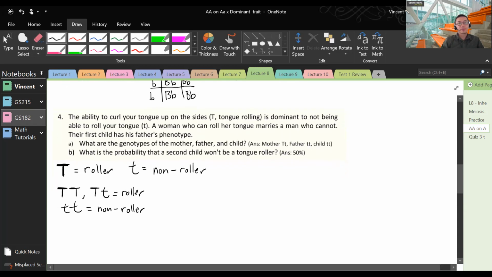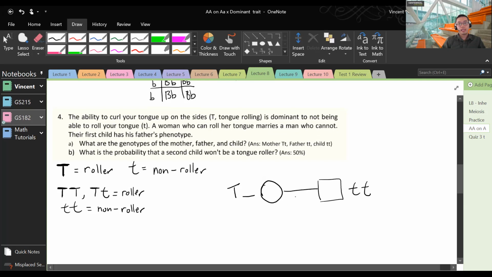So what's going on here? All right, a woman who can roll her tongue. Okay, so woman, circle to represent woman. This person can roll her tongue. So is she big T, big T or big T, small t? We don't know yet at this moment. Okay, we just know she's going to have one big T and then the other one could be another big T, could be a small t. Not sure at this point. But she is going to marry a man. Man is square. And this guy is a non-roller. So non-roller, small t.